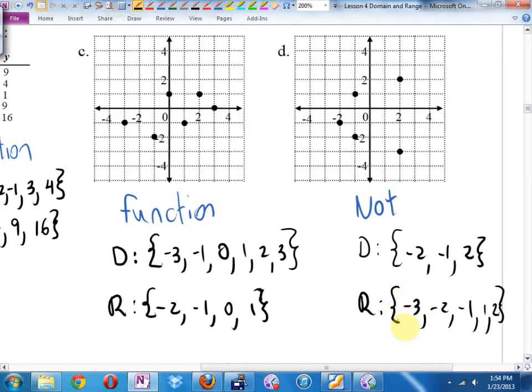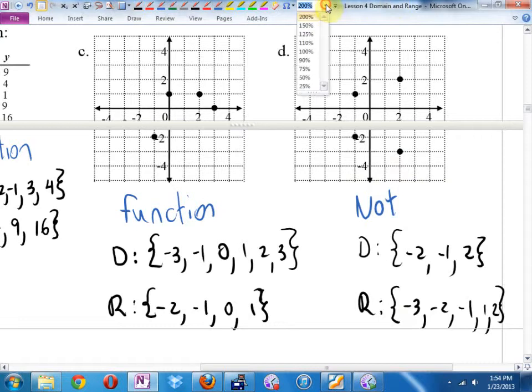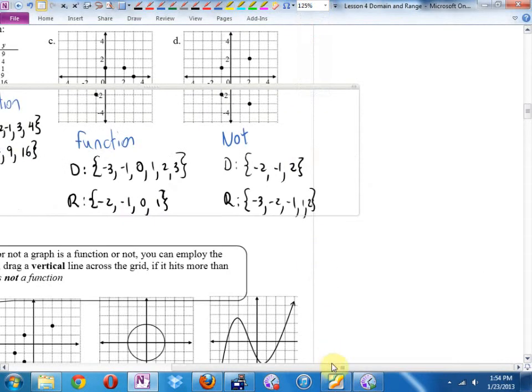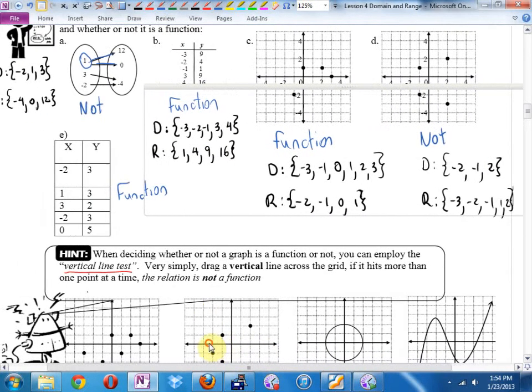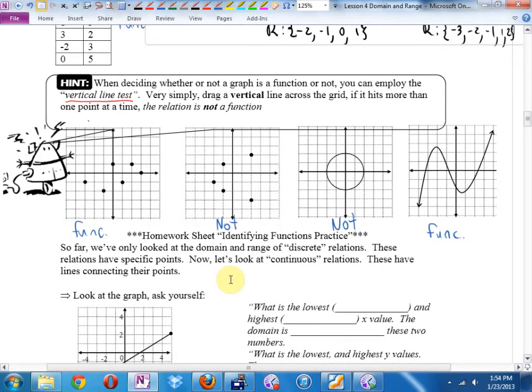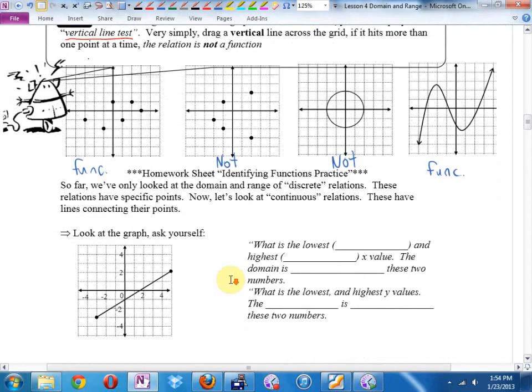So if they give you points, list the x's, smallest to biggest, please. List the y's, smallest to biggest, please. Don't write stuff twice. That's your domain and range when they are discrete. We'll skip E. It gets a little tougher when they're connected, like this third graph, the circle, and this fourth graph.